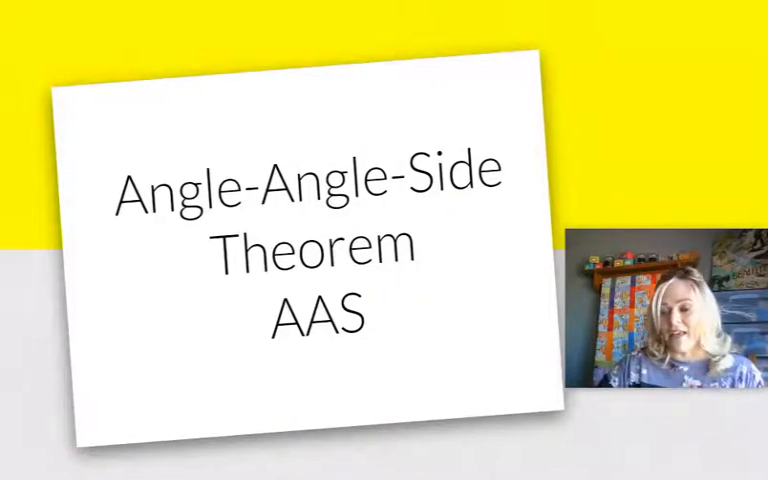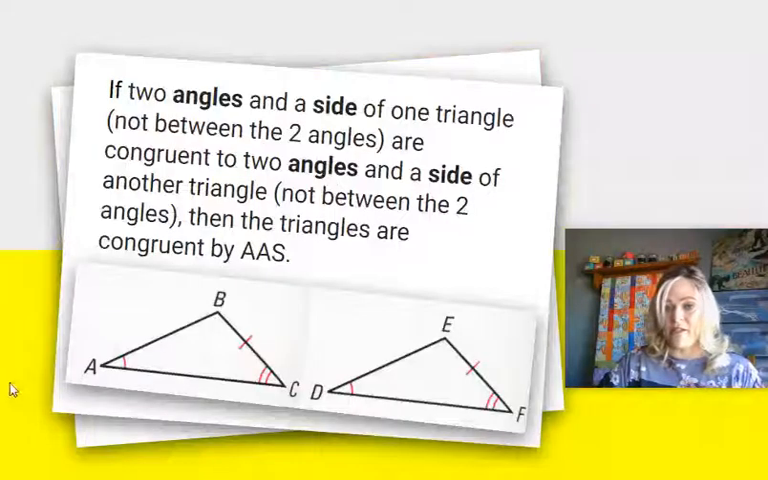And angle, angle, side. Notice the order. The two angles have to be together, and then the side has to come after it, not between the two angles. So angle, angle, and then this side. If this side was marked, it would be angle, side, angle. But it's not, so it's angle, angle, side. If you have two triangles that have congruent angle, angle, and side, then the whole triangles are congruent.